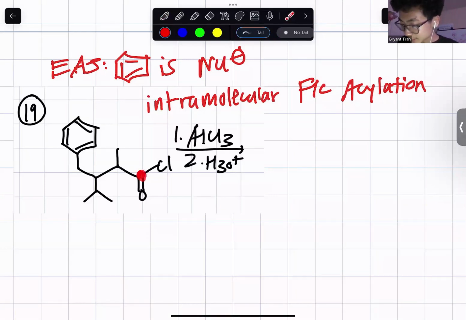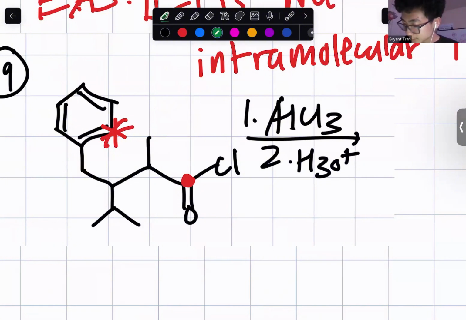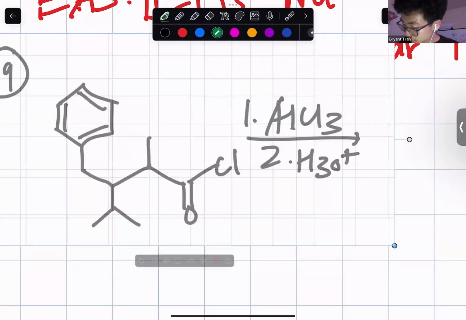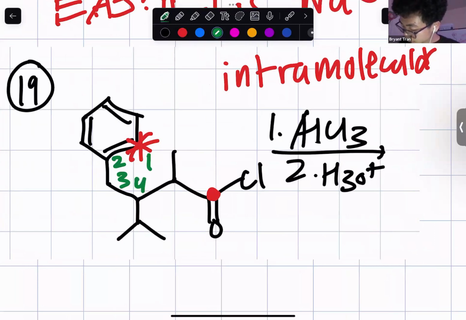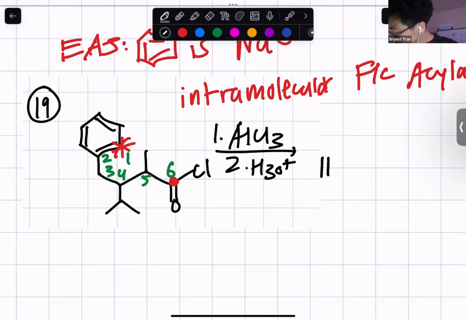So let's say this is my electrophile. I can make a 1, 2, 3, 4, 5, 6-membered ring if this carbon here is my nucleophile, right? So I'm just going to show you guys how to predict the product quickly for this intramolecular Friedel-Crafts acylation reaction. And if you guys want me to go over the mechanism, I could go over that after. But let's say this is just for predicting the product. I know that I'm going to make a 6-membered ring from this 1, 2, 3, 4, 5, 6-membered ring right there. So when I draw out the product, it's going to look like this.